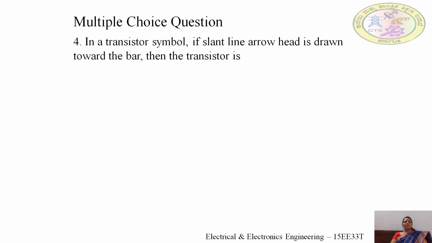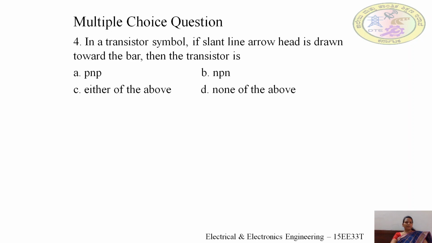The next question is, in a transistor symbol, if slant line arrowhead is drawn towards the bar, then what type of a transistor is it? Let's look into the options. First one is PNP, second one is NPN, third one is either of the above, and the fourth is none of the above. So which is the right answer? It is PNP. In case of a PNP transistor, the current flow is towards the bar, that is towards the transistor junction, whereas in case of an NPN transistor, current direction is away from the bar.